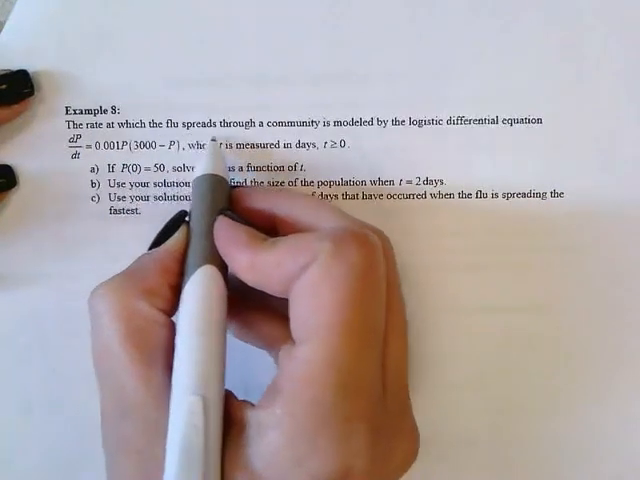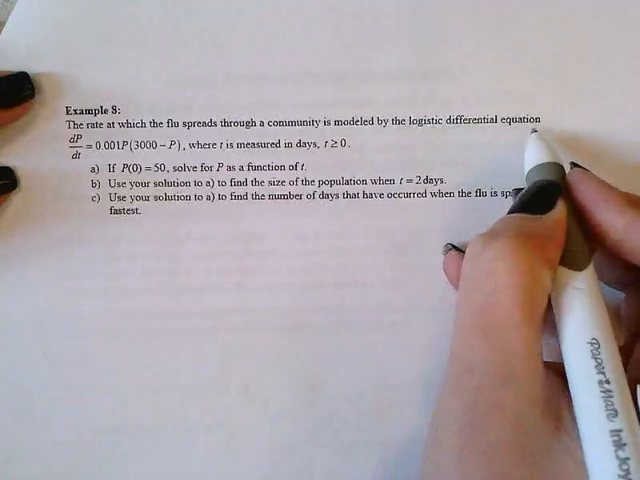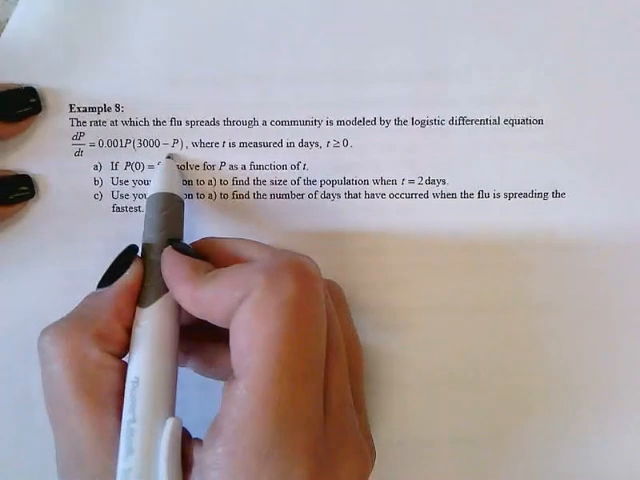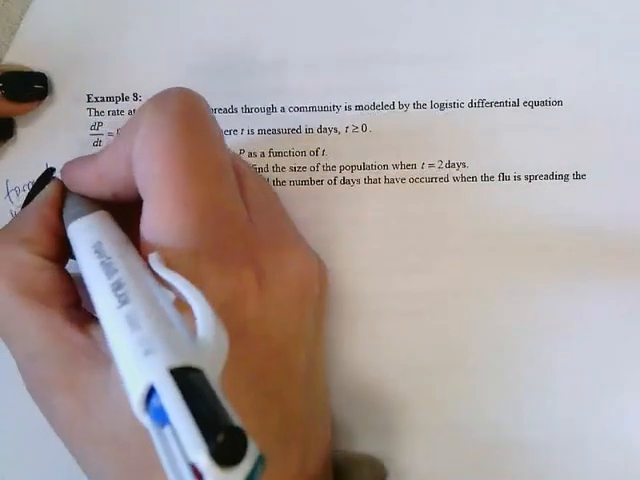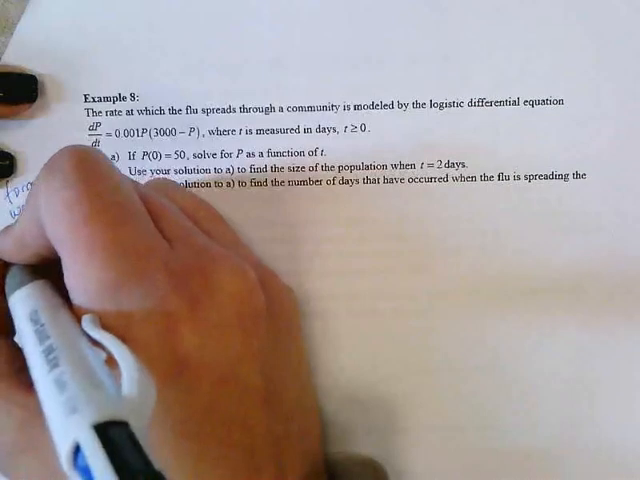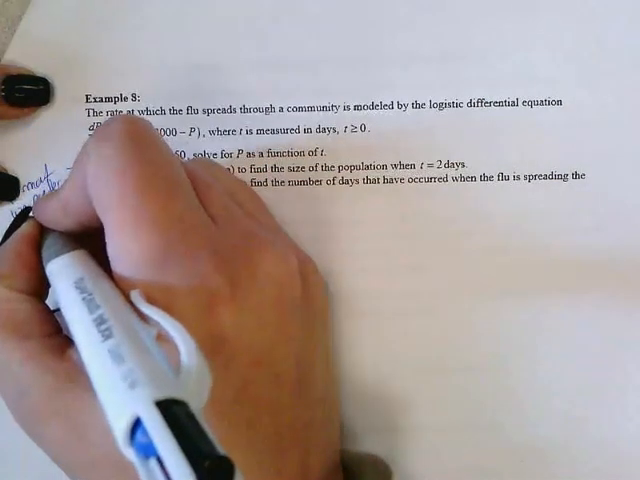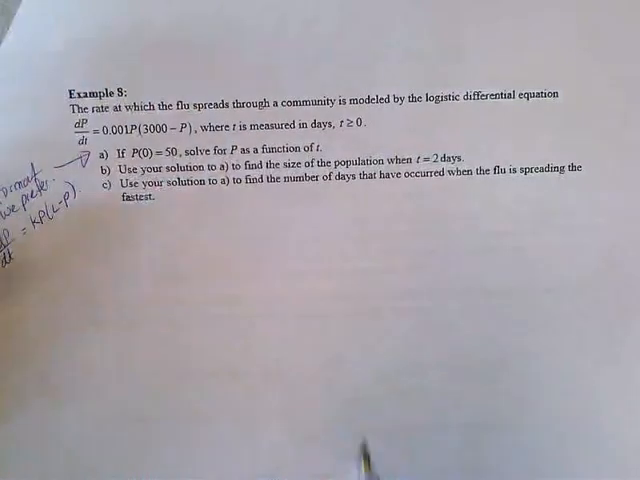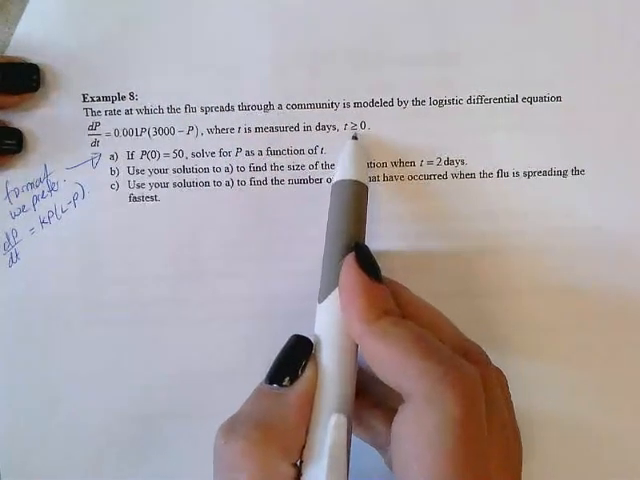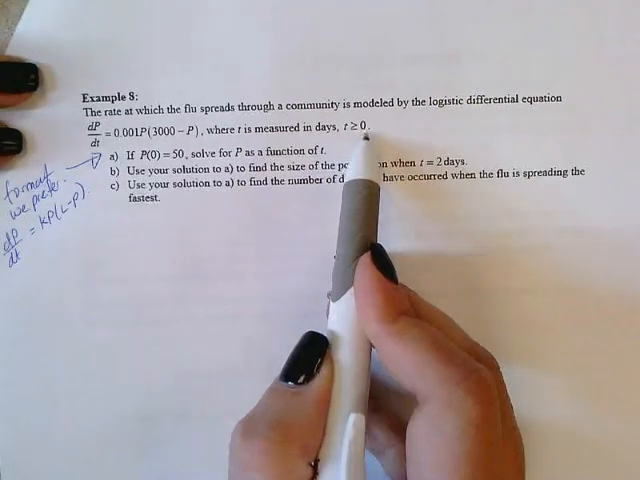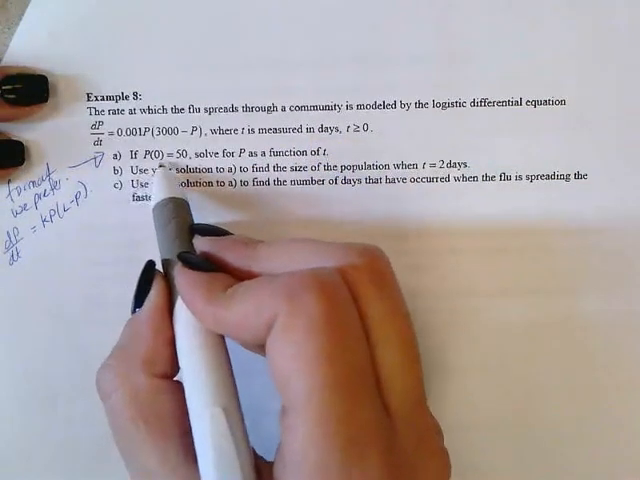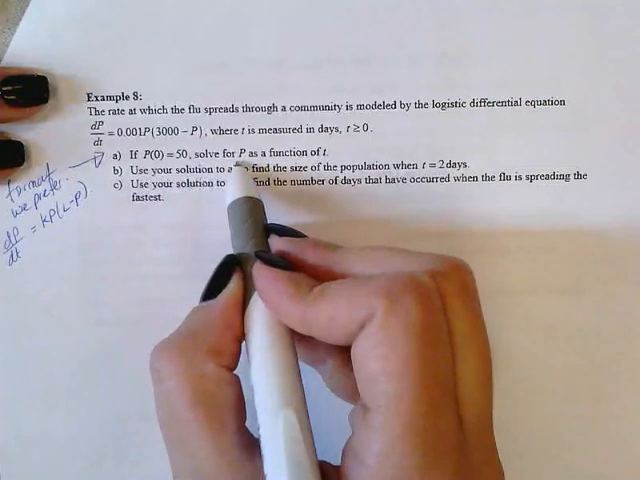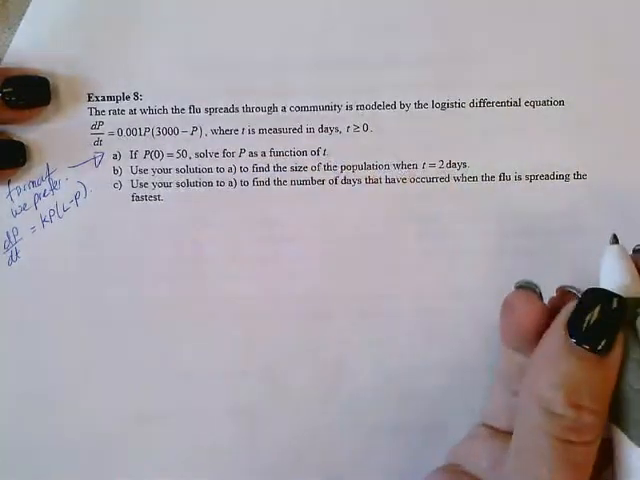The rate at which the flu spreads through a community is modeled by the logistic differential equation. So it tells us that this is a logistic differential equation, and it's actually in the format we love. So it's the format we prefer, which is dp/dt equals kP(L minus P), where t is measured in days, and of course you can't have negative days, so t has to be greater than or equal to 0. Okay? So if P(0) equals 50, solve for P as a function of t.